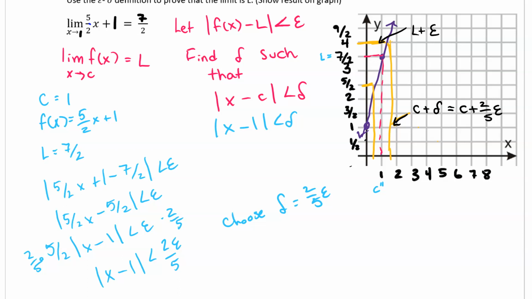All right, so that's a graphical representation as well as the formal definition. So go ahead and take this down and then try the practice problem.